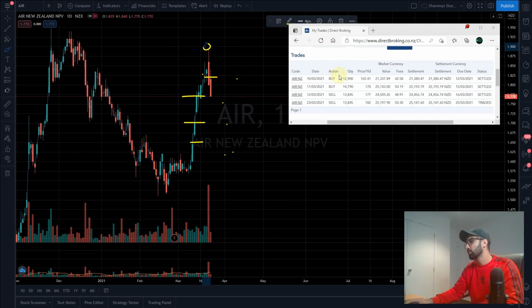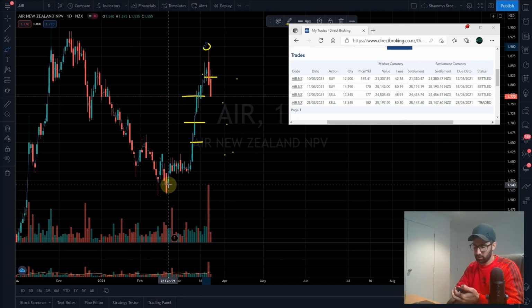So on this trade, I made, if you want me to calculate it a little bit, hang on, let's get out a calculator. This is on my phone actually.